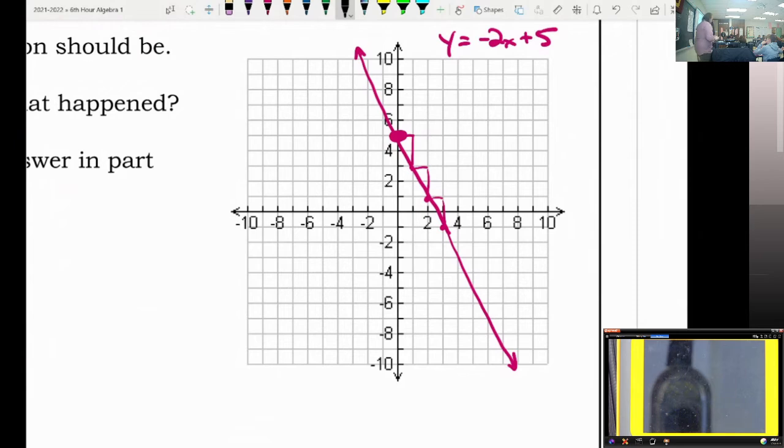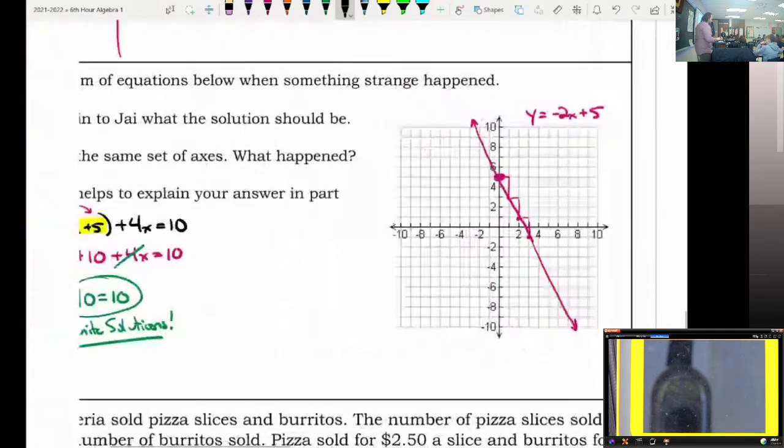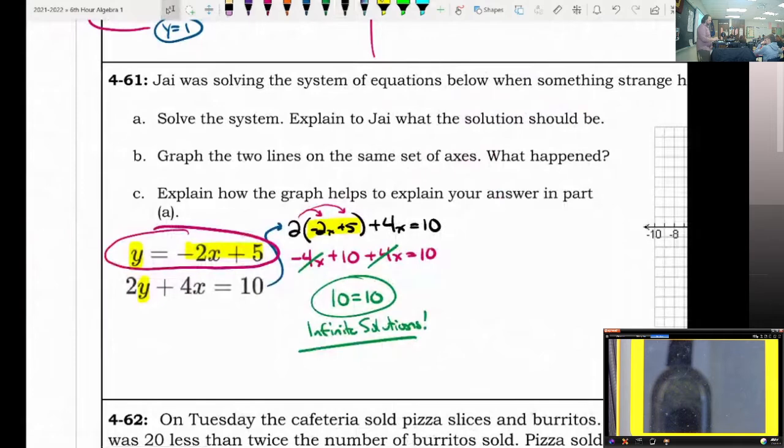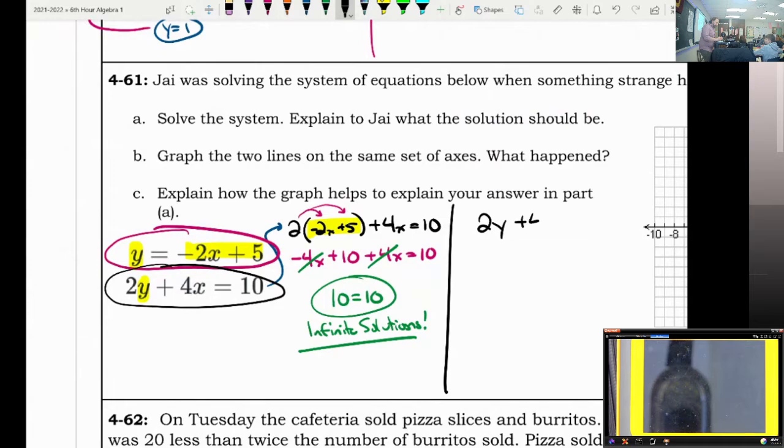It's kind of hard to graph the second equation, though, because it's not in slope-intercept form. It's actually in what we call standard form: 2y plus 4x equals 10. It would be easier to graph it if it were in slope-intercept form. So that's kind of what we're going to do. Let's write over here in this space 2y plus 4x equals 10.